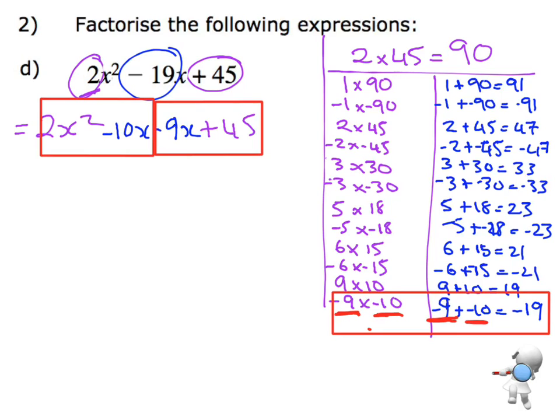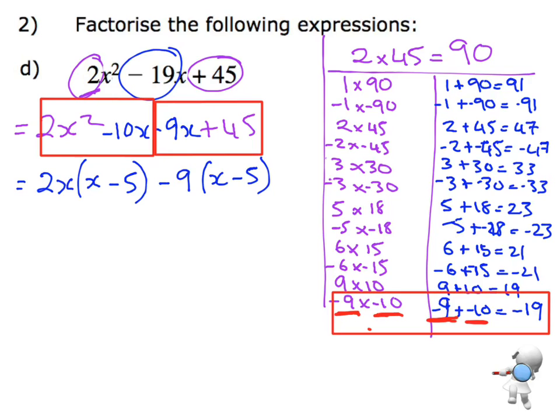Okay? So I'm going to look at that first part, 2x squared take away 10x. What is common to both of those pieces? I've got a 2x that I can factorise out, and that will leave me with x take away 5. Now I want to do the same process with negative 9x plus 45 and say, right, what can I factorise out of those? So I could factorise out minus 9, and that would leave me with x take away 5.